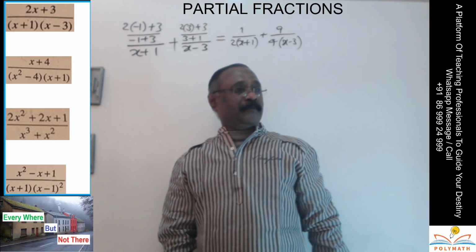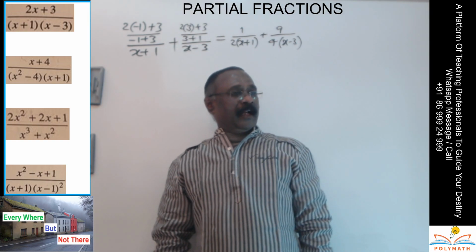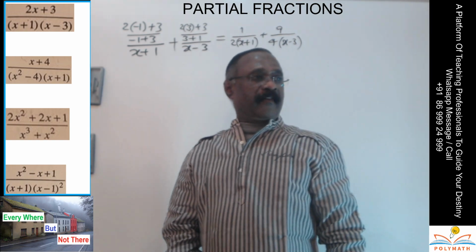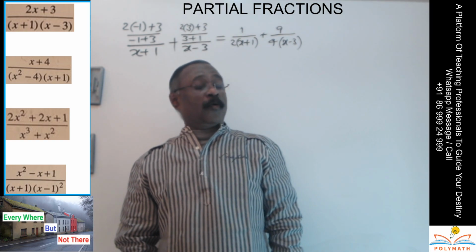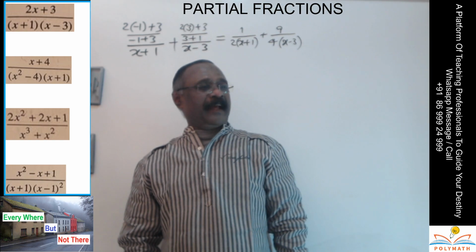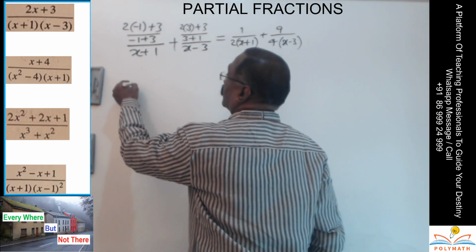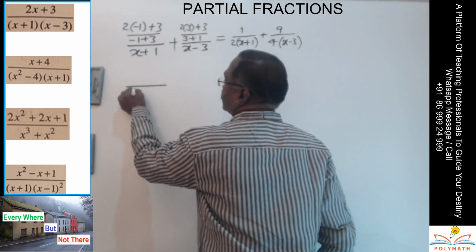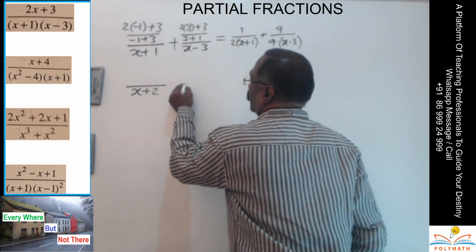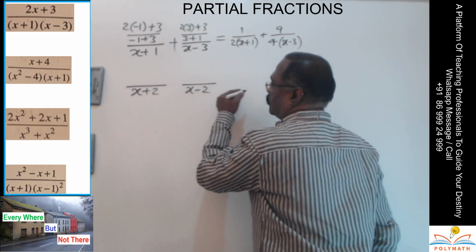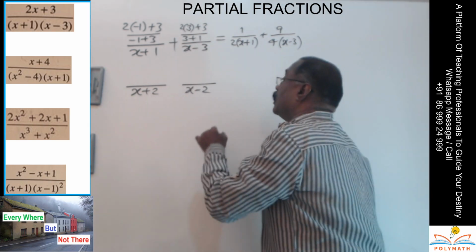Let us go to the next problem. I changed the problem there. It is x plus 4 into x square divided by x square minus 4 into x plus 1. What are the denominator factors here? x plus 2, x minus 2, x plus 1. So correspondingly, let me write x plus 2, x minus 2, and one more, x plus 1.